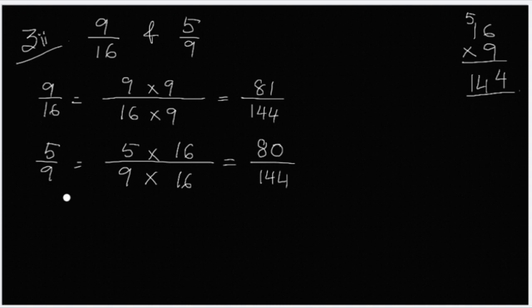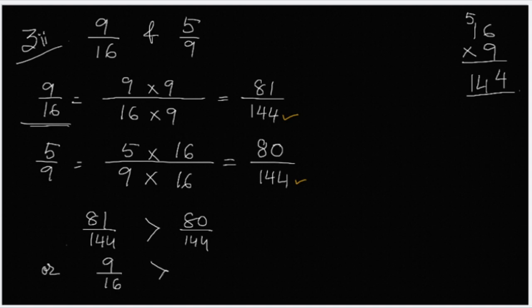Now you see they have the same denominator, right? So this is also 144, this is also 144. Now when the denominators become the same, then we can just compare the numerators. The one with the higher numerator will be the higher fraction. So we know that 81 by 144 is greater than 80 by 144, or 81 by 144 is equivalent to which fraction? 9 by 16. 9 by 16 is greater than 5 by 9. This is my answer.